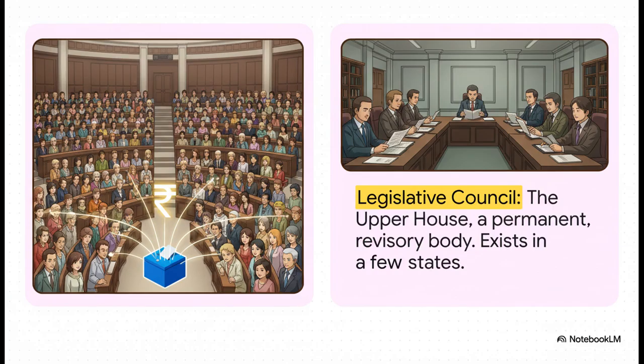Now, most states have just one house, the Legislative Assembly or the Vidhan Sabha, where members are directly elected by the people. Some states also have an upper house, the Vidhan Parishad, which is more of a review body. But make no mistake, the real power, especially when it comes to money, lies with the directly elected lower house.